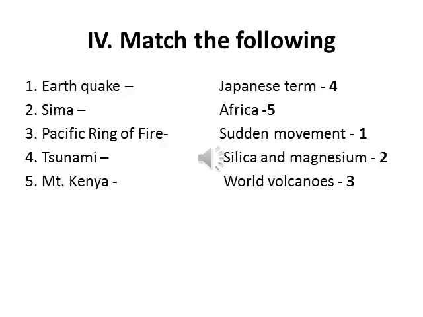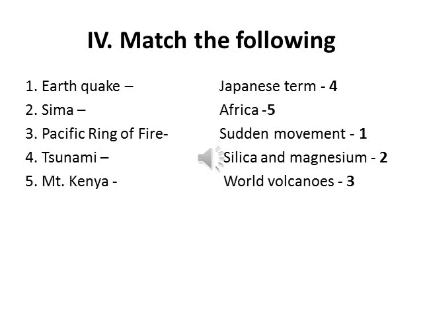Then match the following. First, earthquake: a sudden movement of the earth crust. Then Sima: it consists of silica and magnesium. Then Pacific Ring of Fire: in the Pacific Ring of Fire, the world's major earthquakes and volcanoes occur. So the third one, Pacific Ring of Fire, matches world volcanoes. Then tsunami: it is a Japanese term.